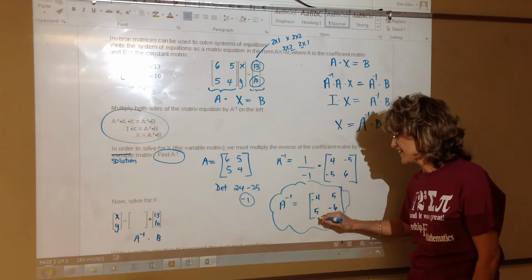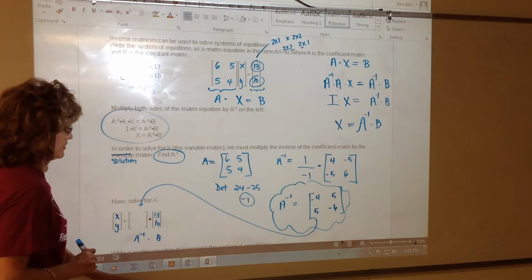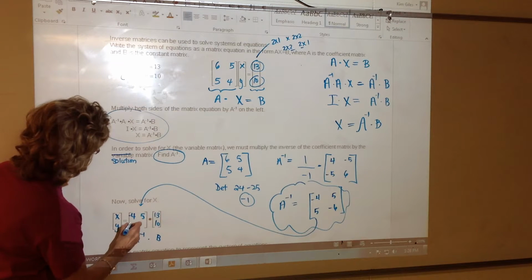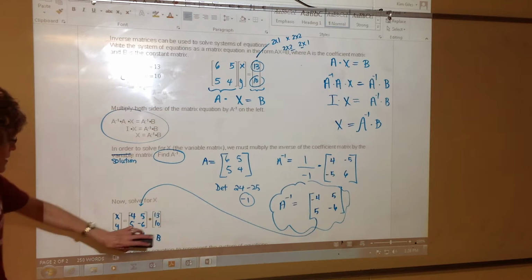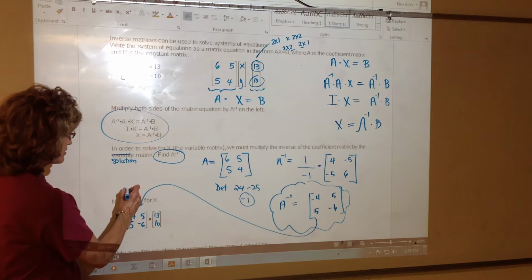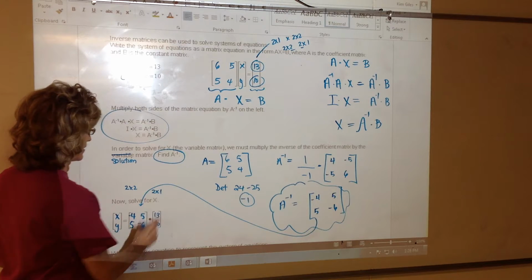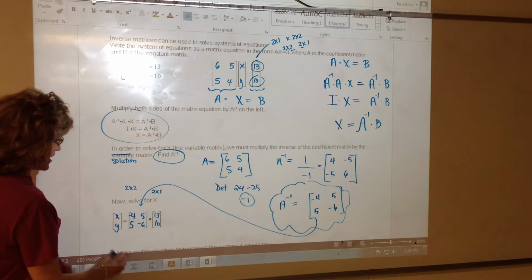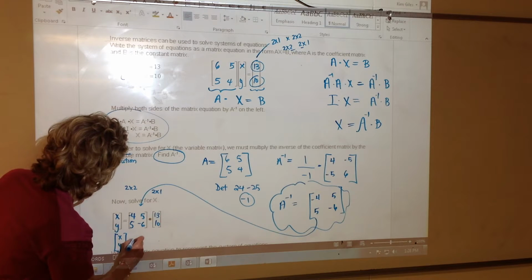So after we have found A inverse, it goes here. So if you put negative 4, 5, 5, negative 6, you're multiplying A inverse times B. Can you do this multiplication? You've got a 2 by 2 times a 2 by 1, and you can multiply that. The answer is going to be a 2 by 1. And furthermore, the answer that you get is really going to represent your x, y values.